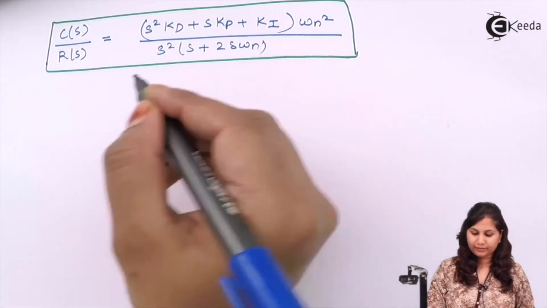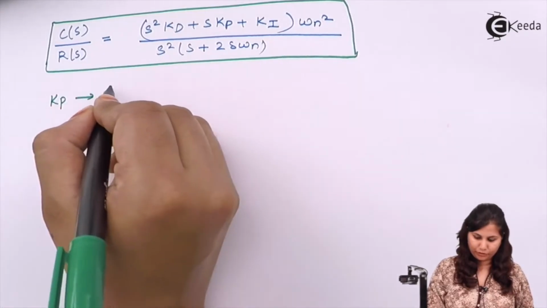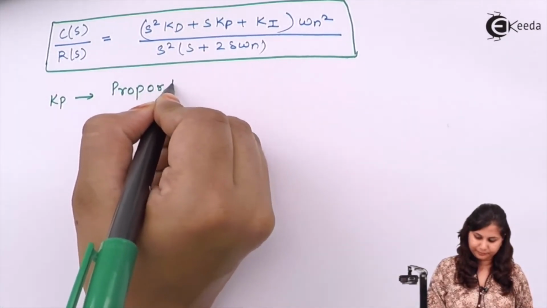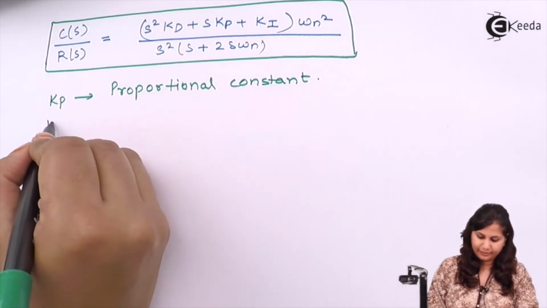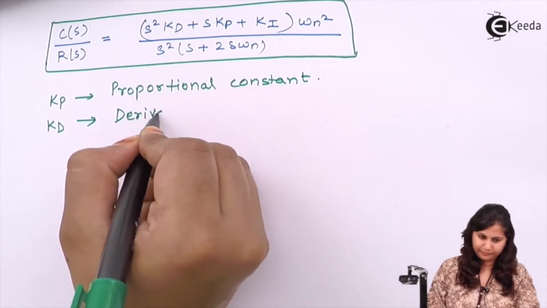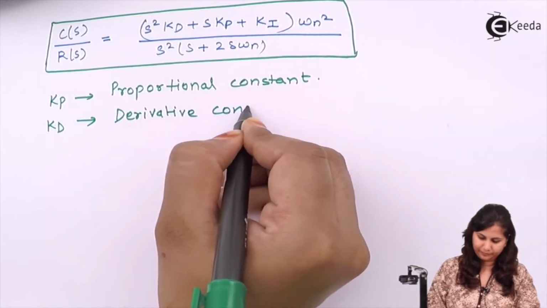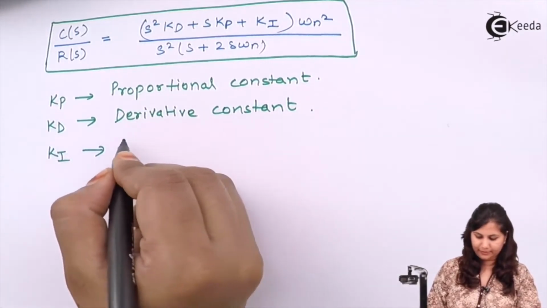Now here the KP is the proportional constant, KD is the derivative constant, and KI is the integral constant.